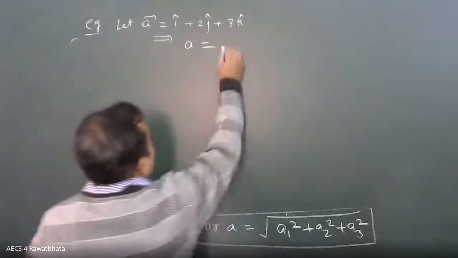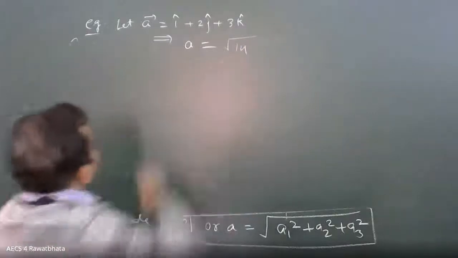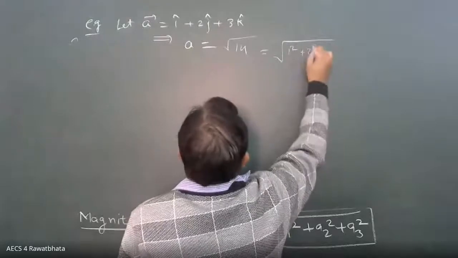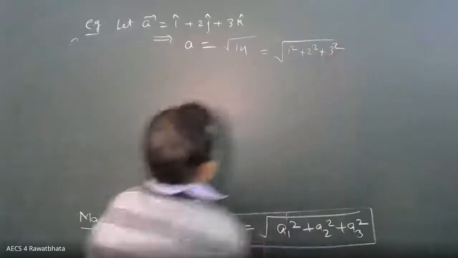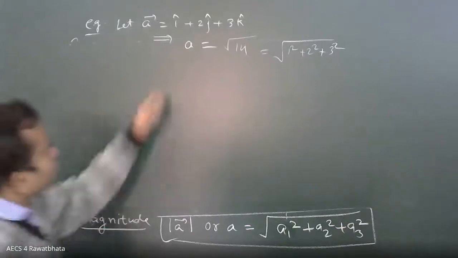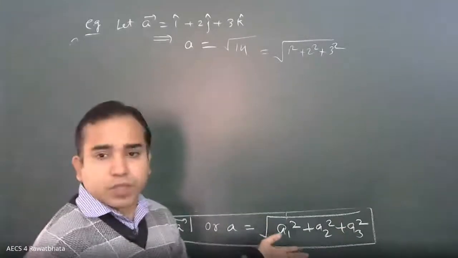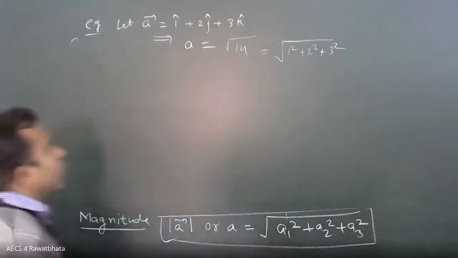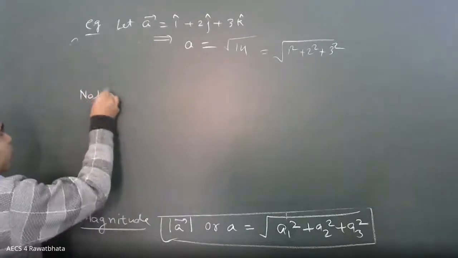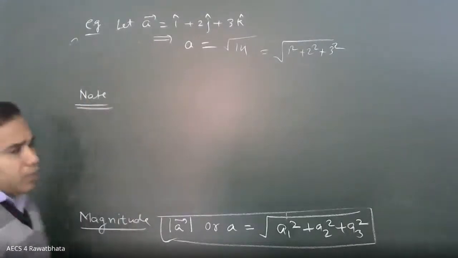Root 14. How did you get it, Mohit? Root of 1 square plus 2 square plus 3 square, that is 1 plus 4 plus 9, 5 plus 9, 14, right? Root 14 is the magnitude. So easily you can calculate by using this formula, right? Correct.